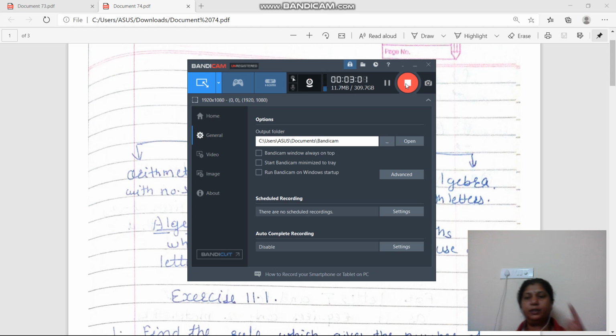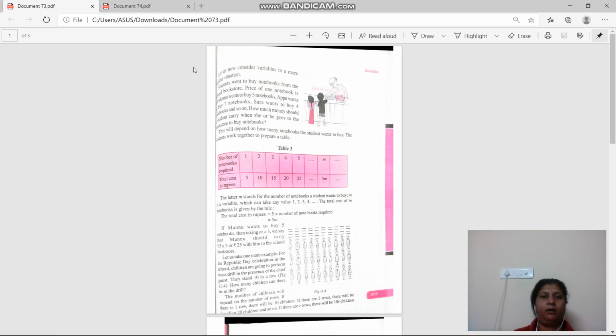So we have studied about the matchsticks and about the notebooks. Now we are taking the third example. Let's take one more example, for the Republic Day celebration. Do you remember Republic Day celebration? Can anyone tell me on which date we celebrate Republic Day? Yes, it is 26 January.